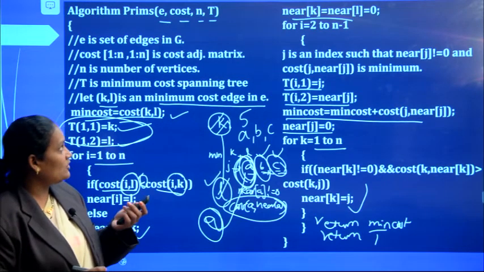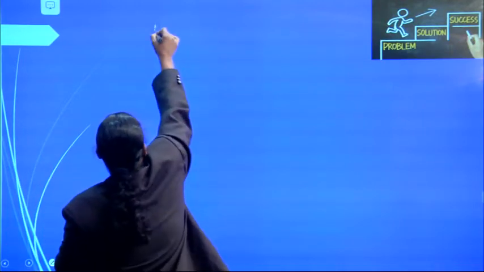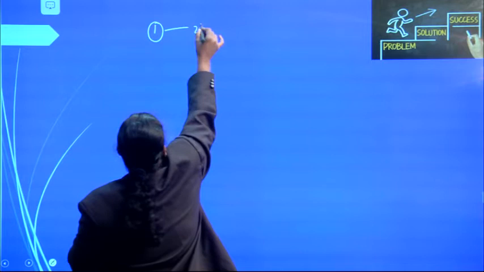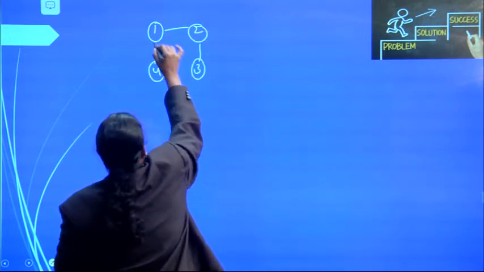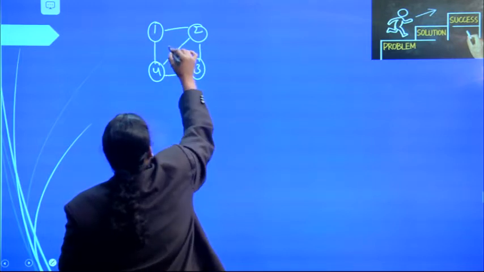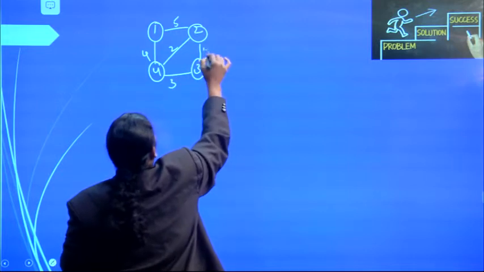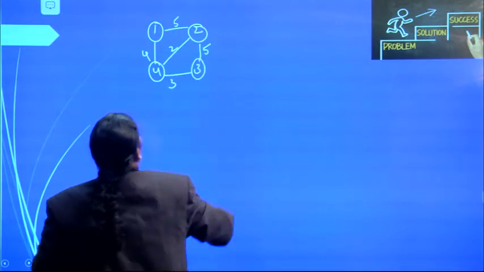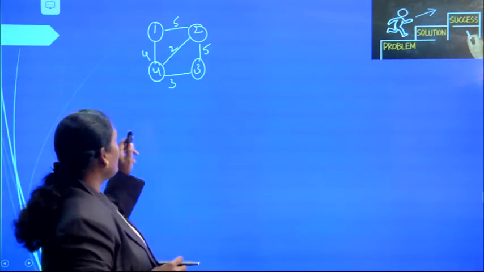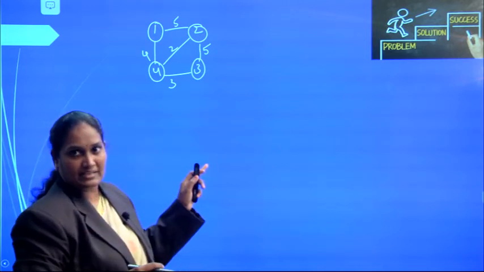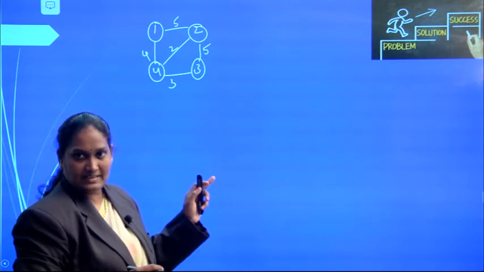Now I am going to explain it with a small example. Let us see the example. Here I have given a graph. Let us see this graph. Now what is the minimum cost spanning tree for this graph? We need to find the minimum cost spanning tree for this graph.